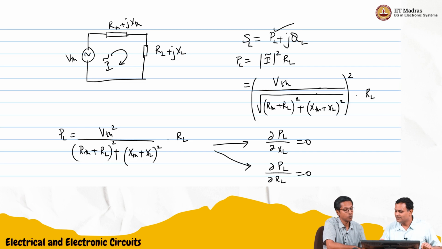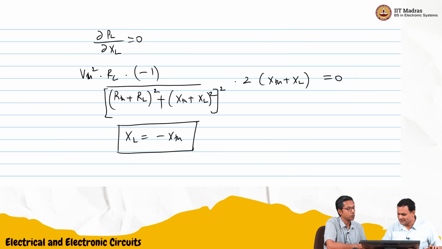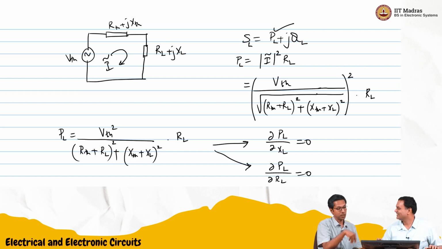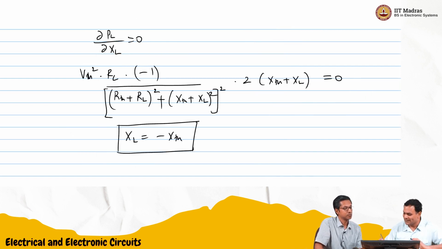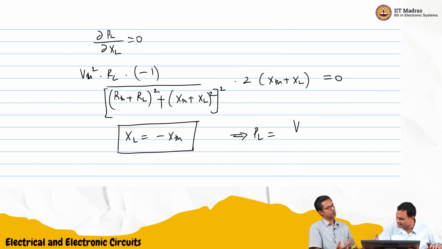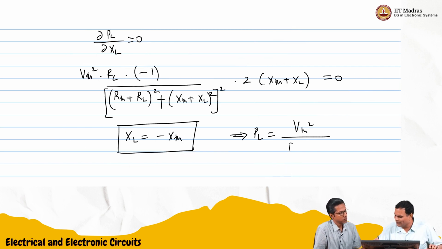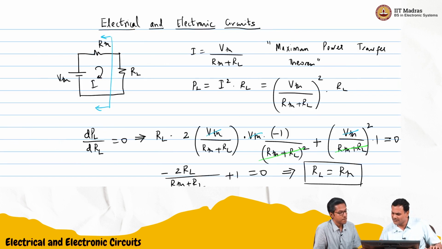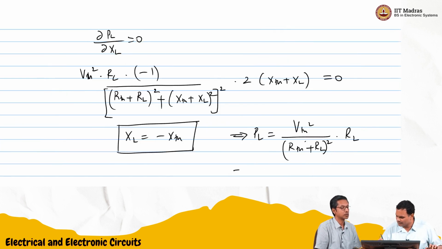In fact, now the current is becoming much simpler. If XTH plus XL is equal to 0, since XL is minus XTH, then it has come back to our previous case. So PL just becomes only the resistive part: VTH squared over (RTH plus RL) the whole squared, times RL. This is exactly the same as what we did earlier, and we saw that RL is RTH. We get the same answer.